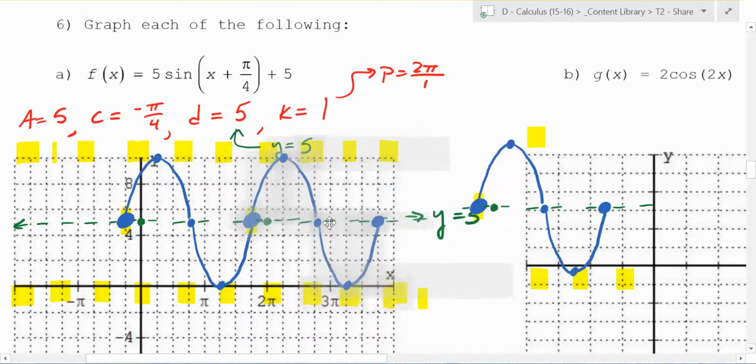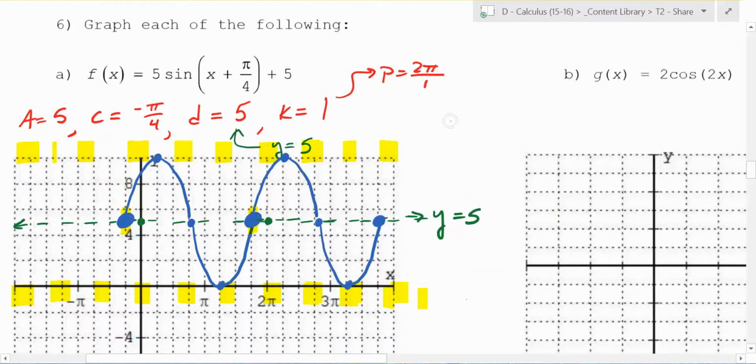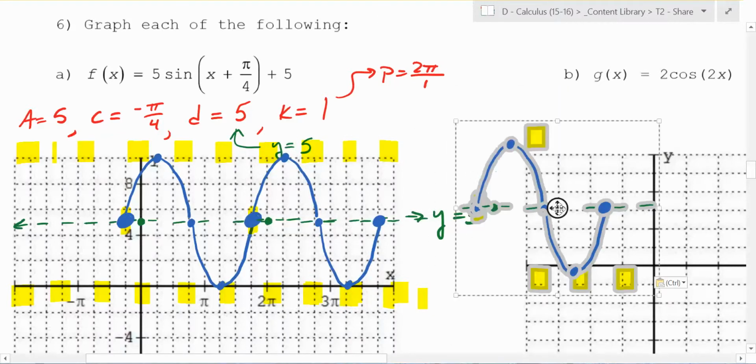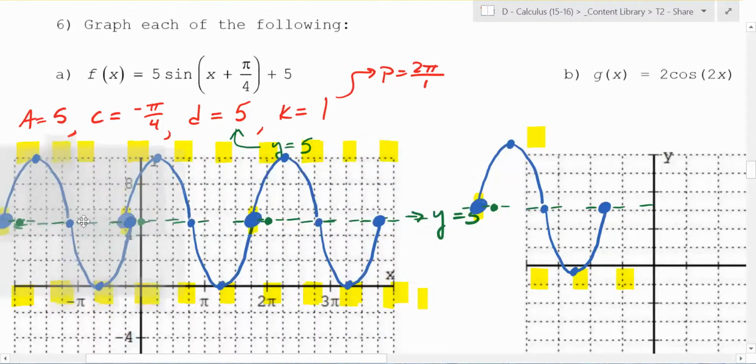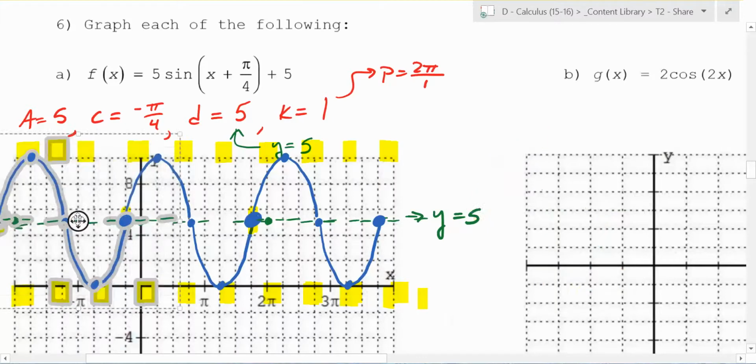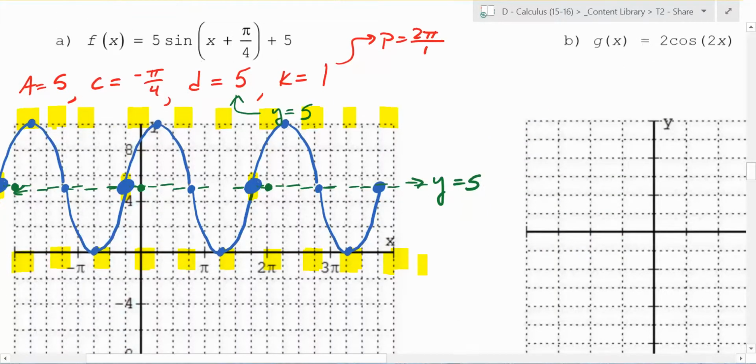What would cause it to stretch out? Which way? You mean to the left and right? The k value. What's the k value on this one? 1. So if the k value is anything other than 1, it's going to somehow change the shape, which we'll get to in a second. The next one will have that in there. Oh, this is kind of like the basic transformation. Yes.